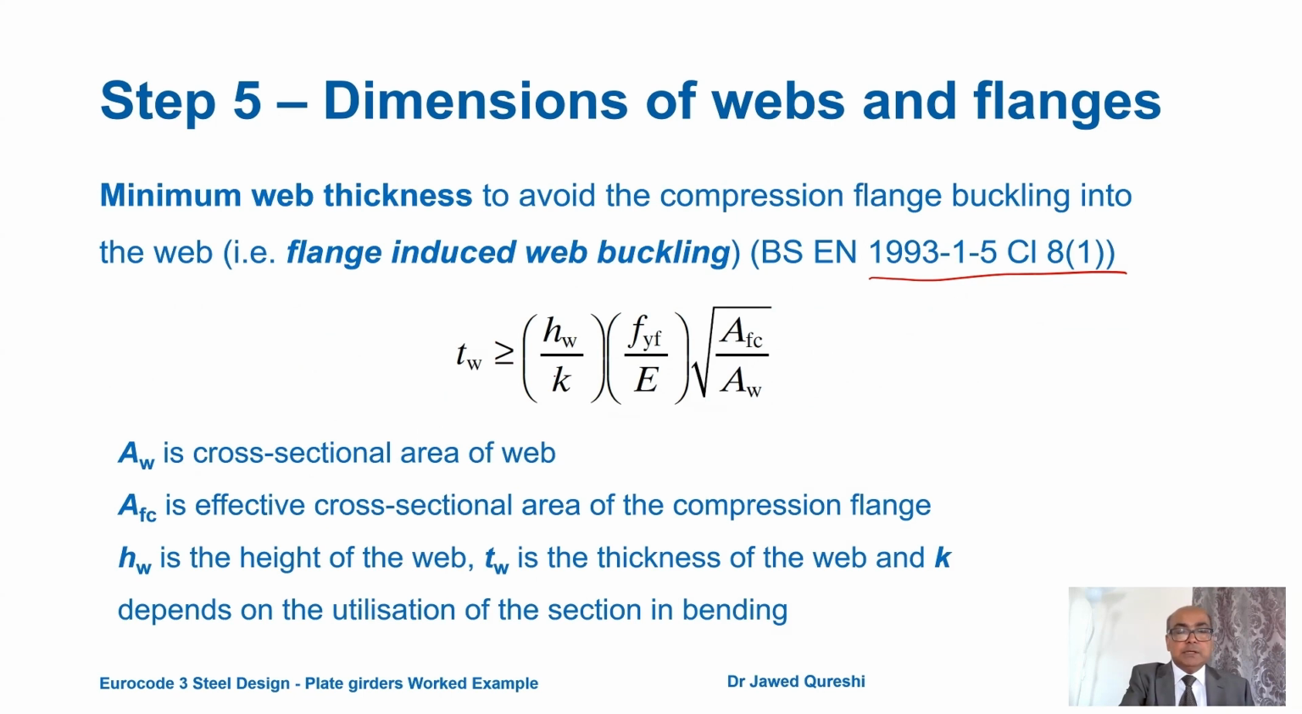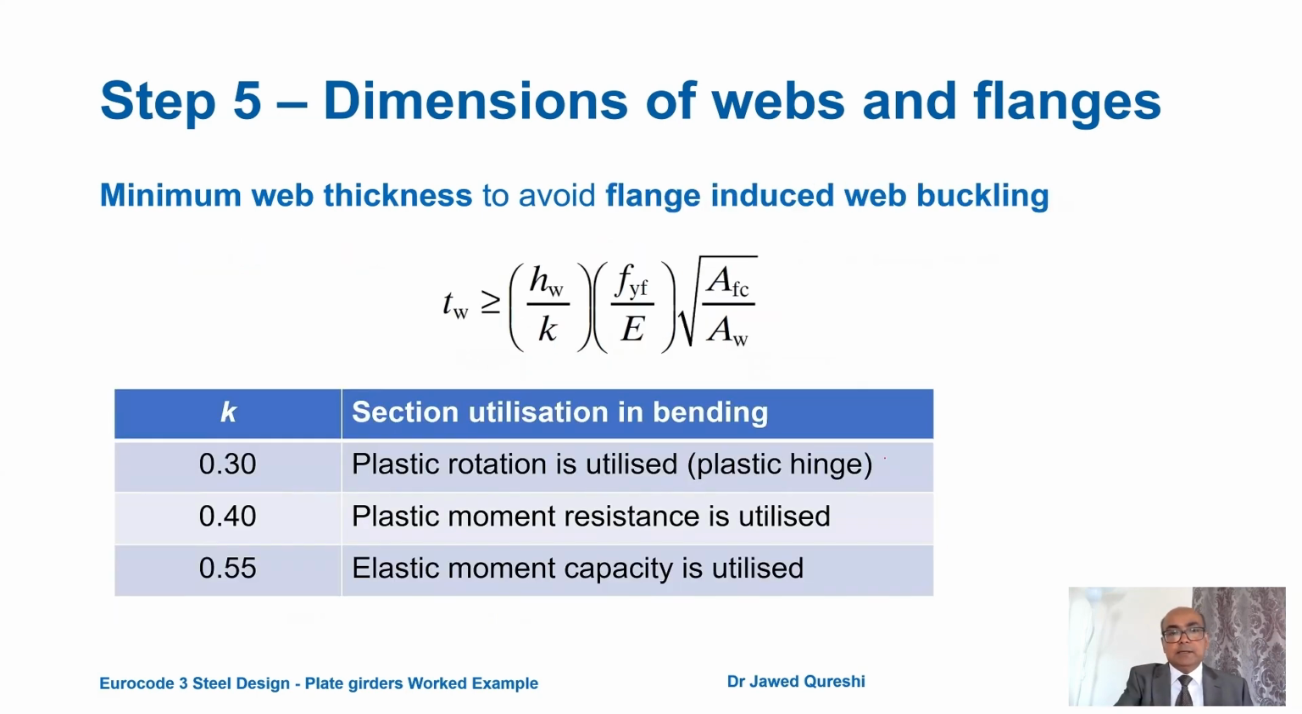Thickness of web should be greater than HW over K, FYF over E, under root AFC over AW, where AW is area of web, AFC is area of compression flange, HW is height of web, TW is thickness of web, and K depends on utilization of the section in bending. There are various values of K here. This is for class 1, this is class 2, and this is class 3 and above.